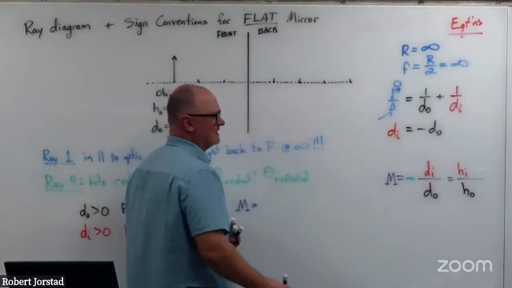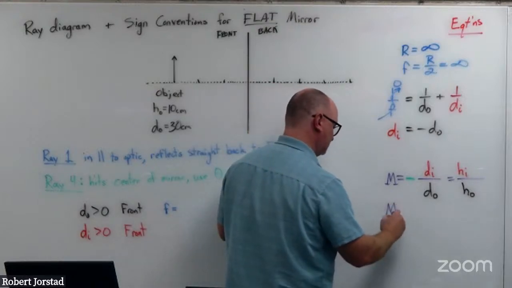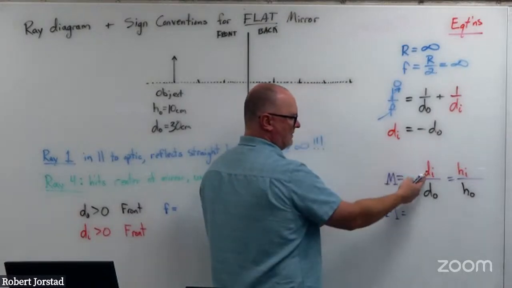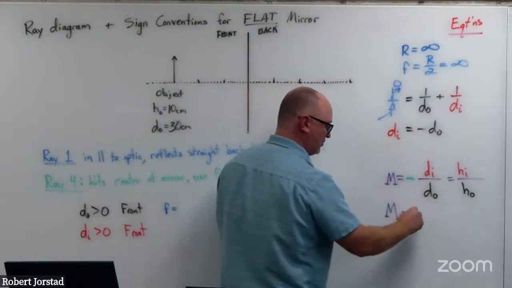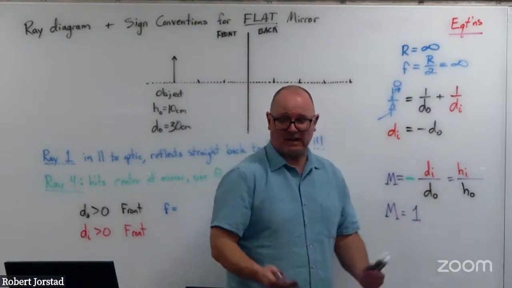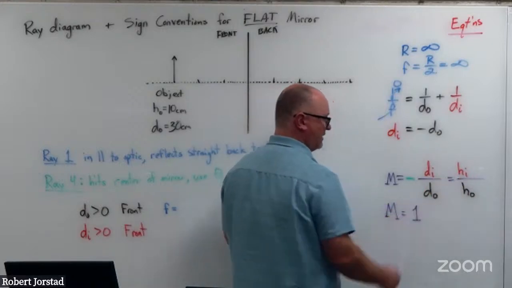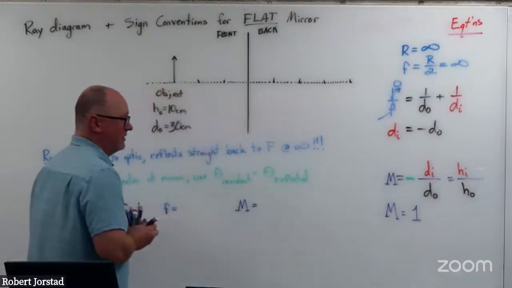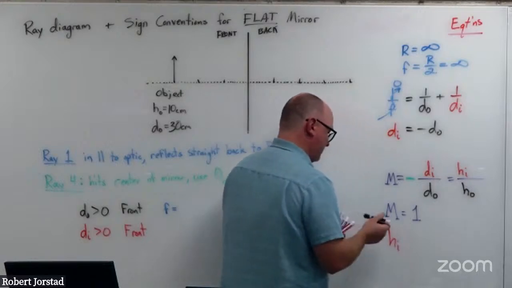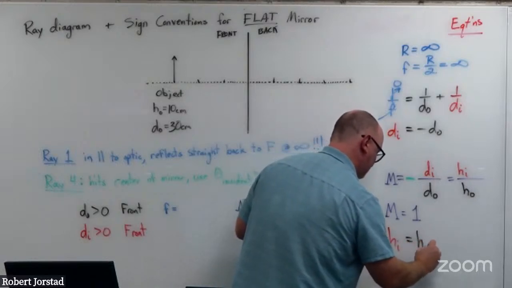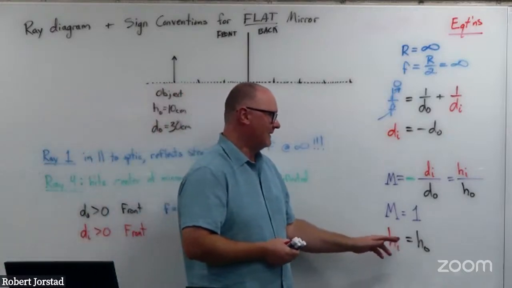So notice, in this case, what is the magnification? Negative d object over negative of negative d object, it's 1. This is why when you look in a flat mirror, you look the same size, magnification of 1. Notice height image should equal height of the object. Height image is not negative, right? So we expect the image should be positive.